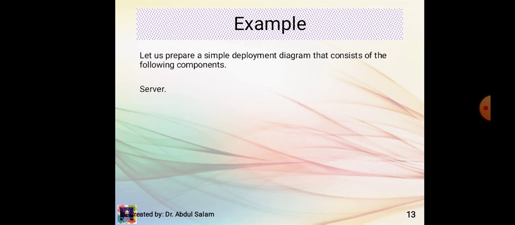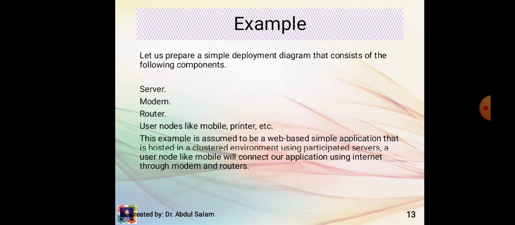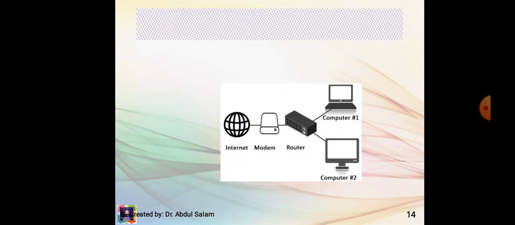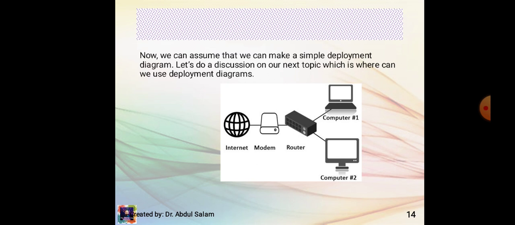Let us prepare a simple deployment diagram that consists of the following components: server, modem, router, user nodes like mobile, printer, etc. This example is assumed to be a web based simple application that is hosted in a clustered environment using participated servers. A user node like mobile will connect to our application using internet through modem and routers. A simple deployment diagram considering all the above mentioned points will be this. Now we can assume that we can make a simple deployment diagram.